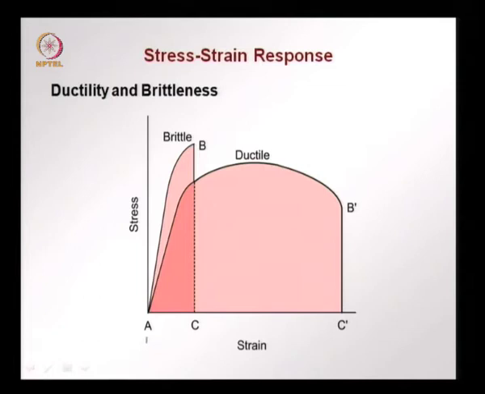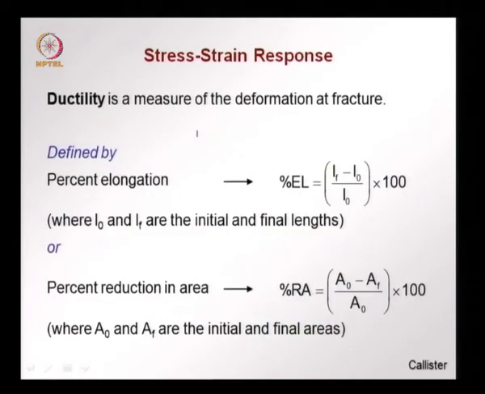Another indication could be the elongation up to failure. You can see very clearly that A C prime is much more than A C, A C prime being that of a ductile material, A C being the elongation up to failure for a brittle material. So, ductility can be defined as a measure of the deformation at failure.